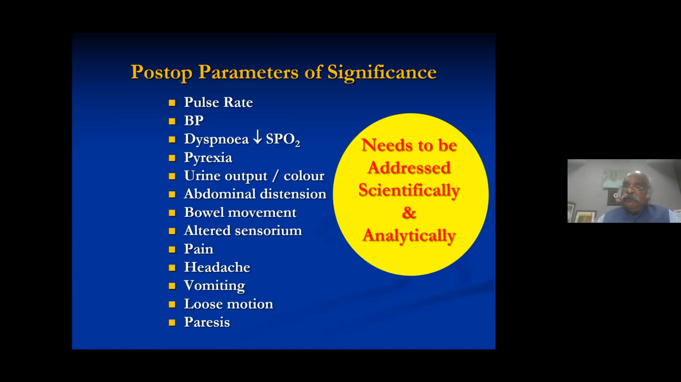It's not a very simple thing. Clinical methods: tachycardia, pulse rate gives some informative idea about the general condition. Blood pressure, dyspnea, saturation, pyrexia, urine output, and the color. Urine output is important. If the patient's urine output is very good, I'm very happy, even if the BP is 90. I'm not bothered if the BP is 80 or 90. Abdominal distension, bowel movement, altered sensorium, these are all important.